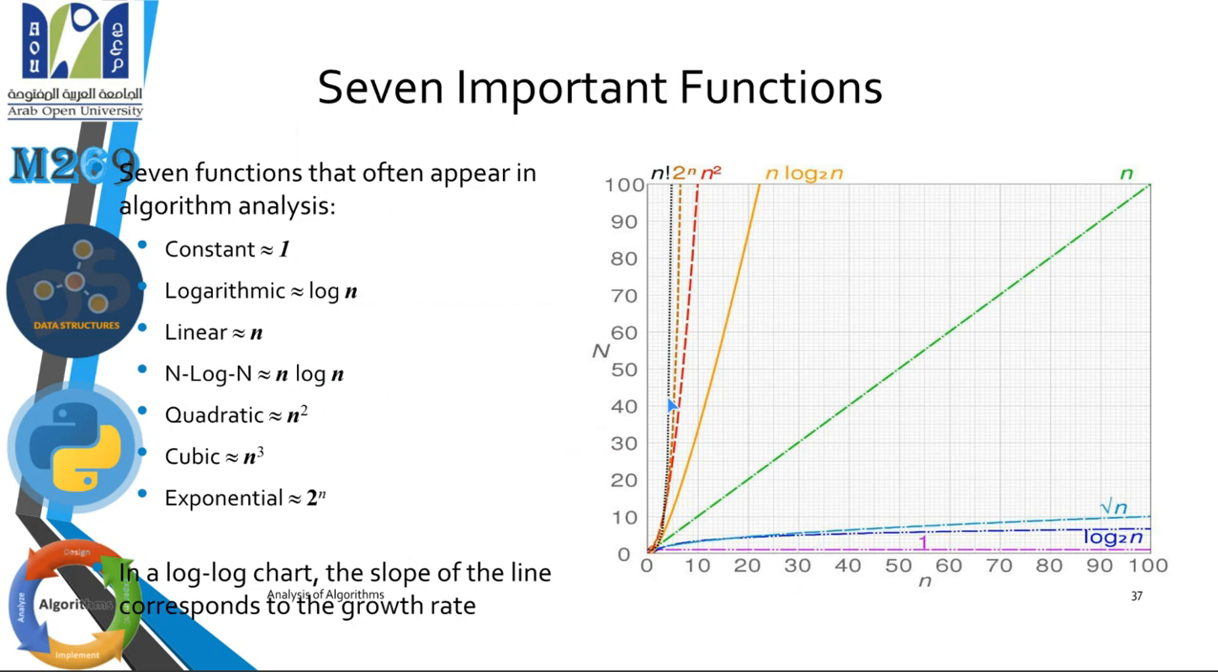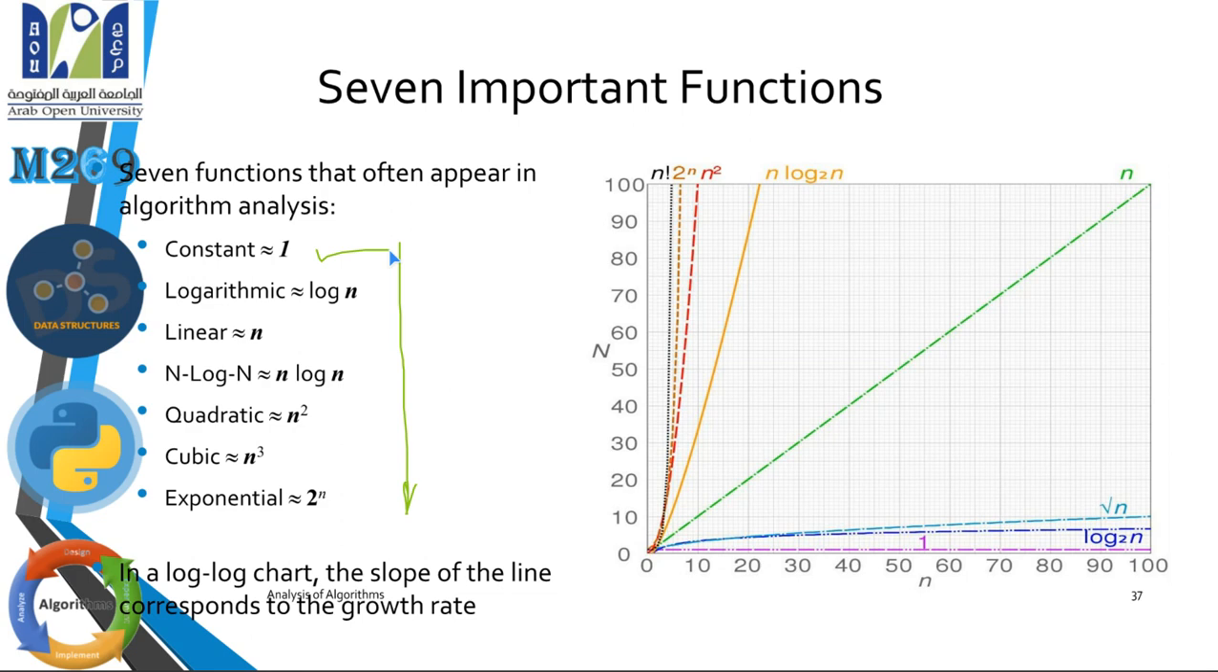So if you want to sort the algorithms from the best in terms of complexity to the worst, from up to bottom: this is the best when we have only constant. Then we have log n, n log n, n square, n to the power 3 cubic, and exponential.